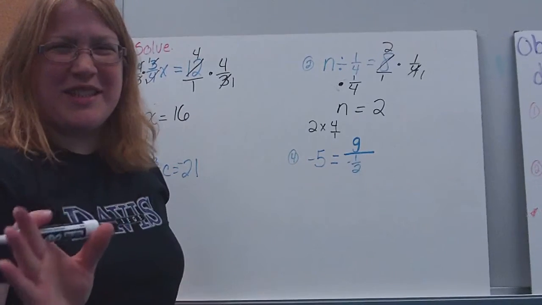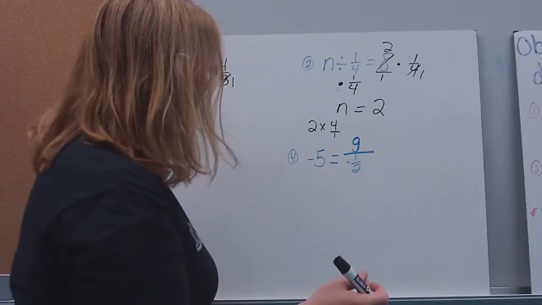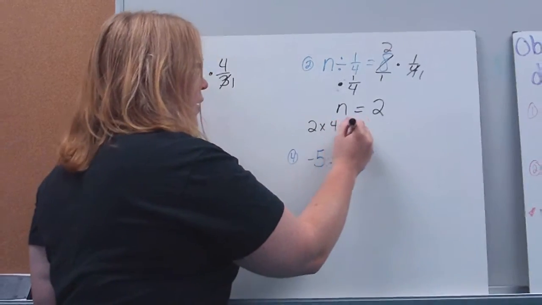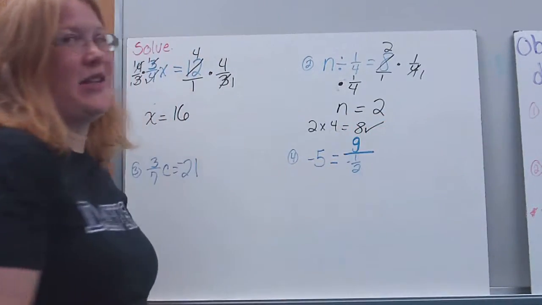Wow, that word is just throwing me today. Sorry. Multiplying the inverse, which is 4 over 1 or 4, which does indeed give me 8, so my answer checks out.